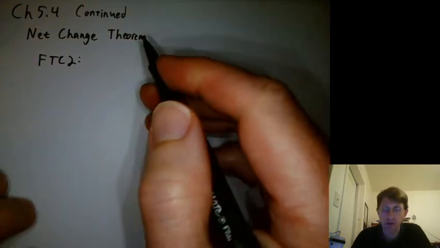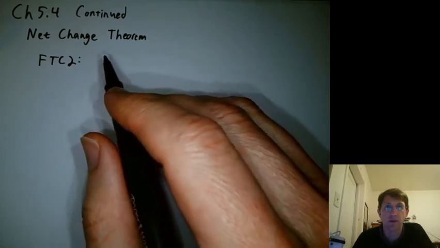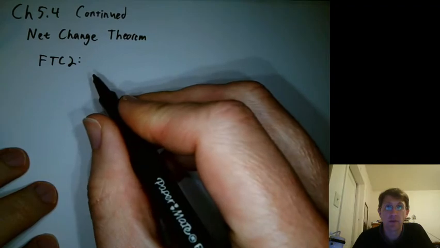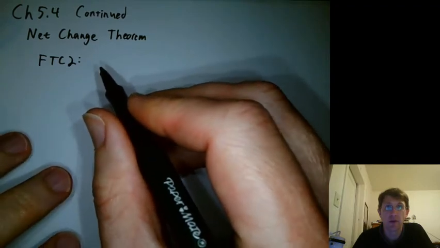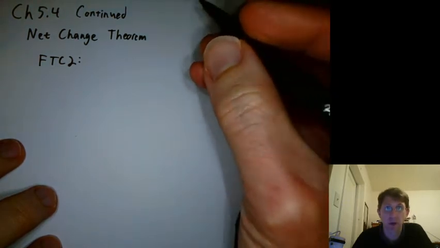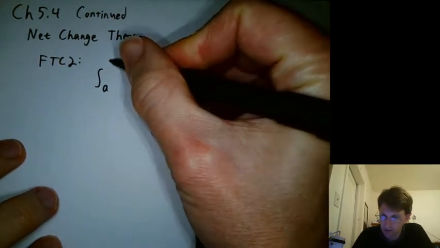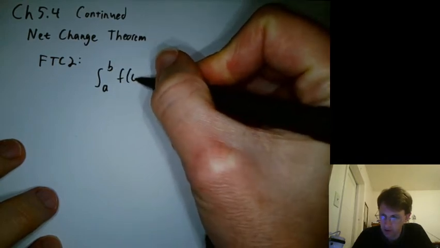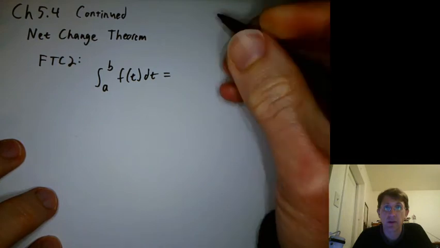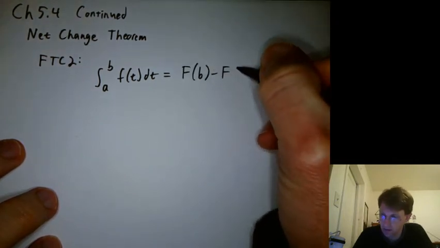Another important topic in Chapter 5.4, or at least in what some books do for 5.4, is called the Net Change Theorem. It starts by looking at the Fundamental Theorem of Calculus, Part 2, so go ahead and write that out real quick. Hopefully you remember it. It wouldn't be bad to look it up. All right, so let's say it's the integral a to b of f of t dt equals, and what does that equal to? Big F of b minus big F of a.